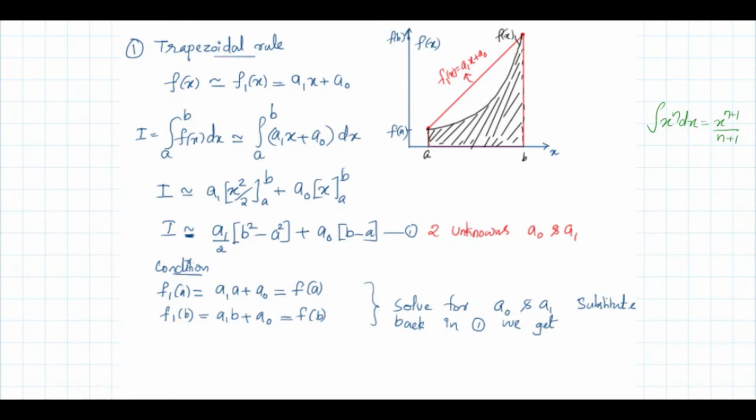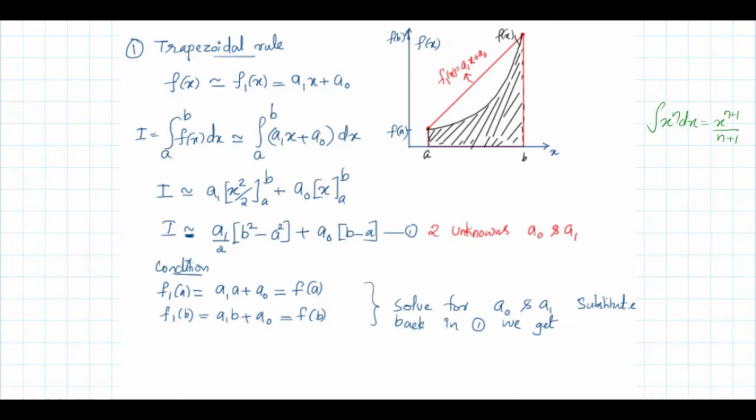Applying limits, you will get a1 by 2 into b square minus a square plus a0 into b minus a. Upper limit minus lower limit. So this integral is still arbitrary because there are two constants, a1 and a0.